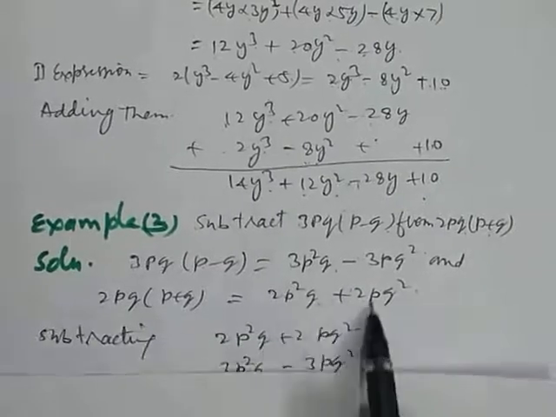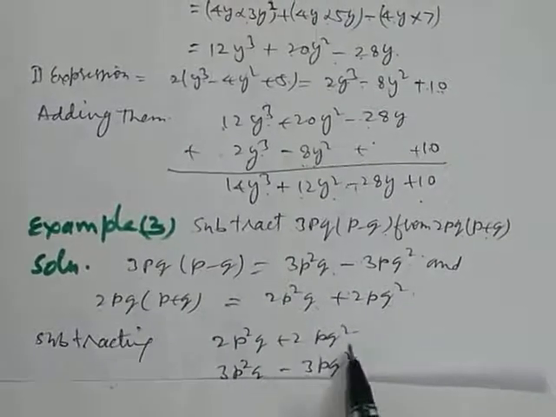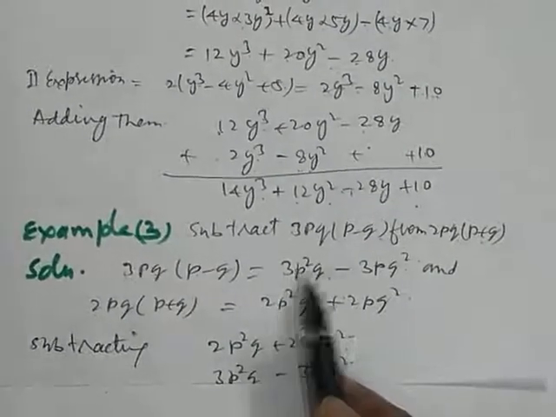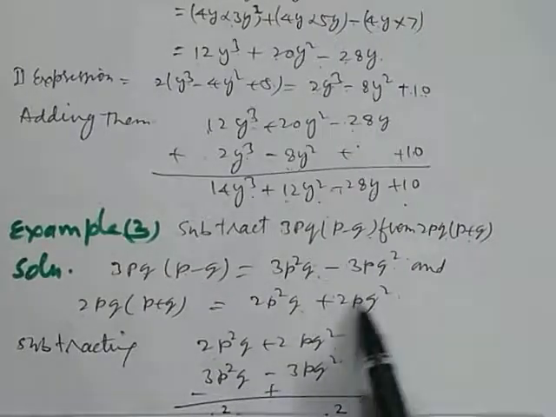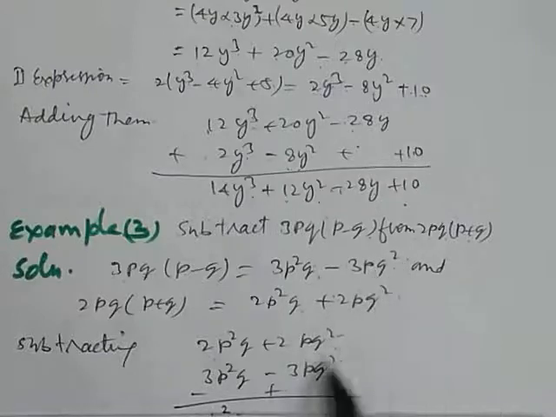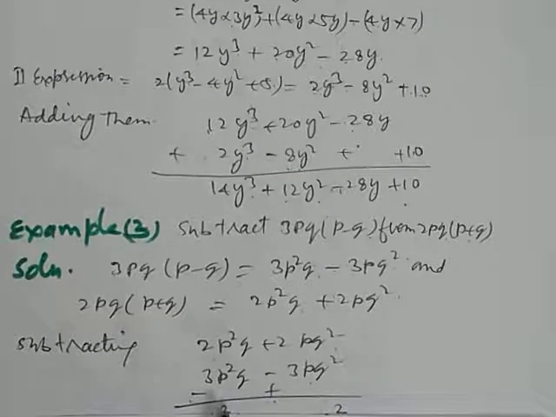So first we write this 2p square q plus 2pq square, and then we write below this 3p square q, 3pq square here with negative sign. Now change the sign, because we are subtracting this, so we have to change the sign. This is plus, so we put minus. This is minus, so we put plus.